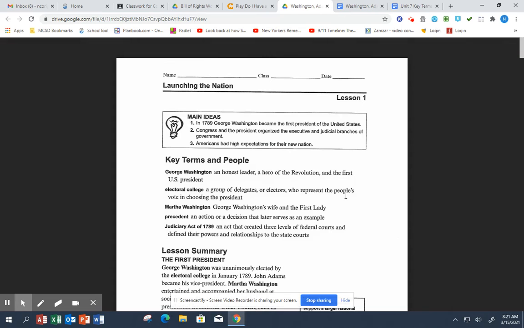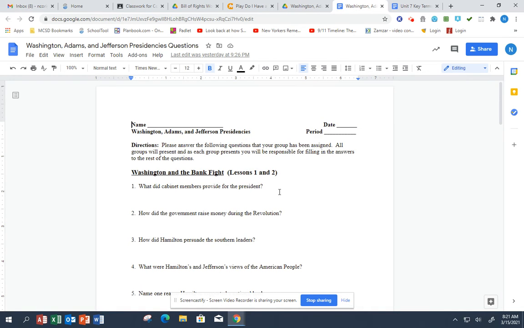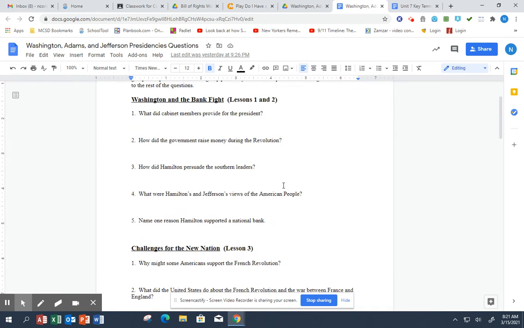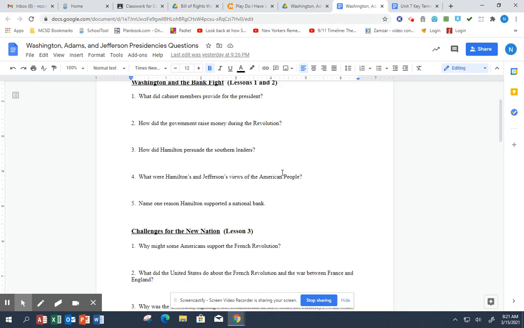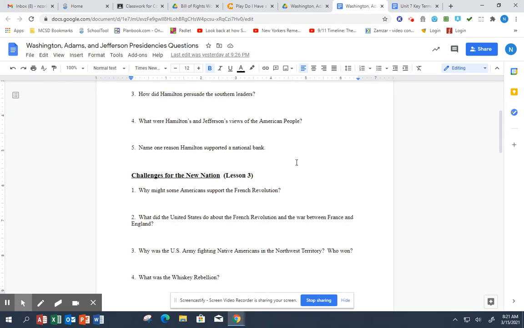What we are going to do is I'm going to divide you guys up into groups, and I'm going to break up these workbook assignments, because each group is going to be assigned 5 questions, and we're going to go through and answer these questions. Once you as a group answer those questions, you're going to put them on a set of Google Slides.